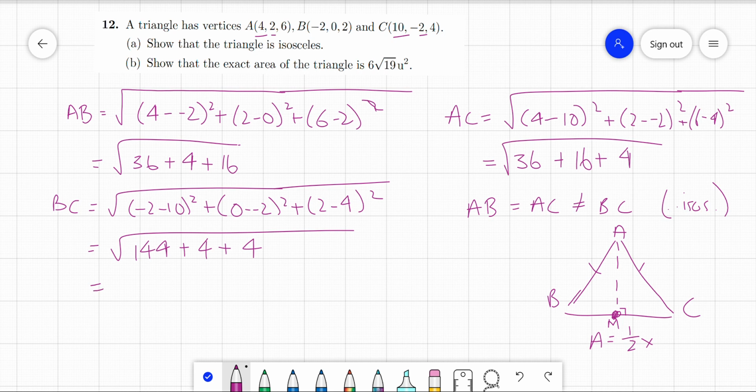So I already know the base BC is root 152. So I'm just interested in finding AM.